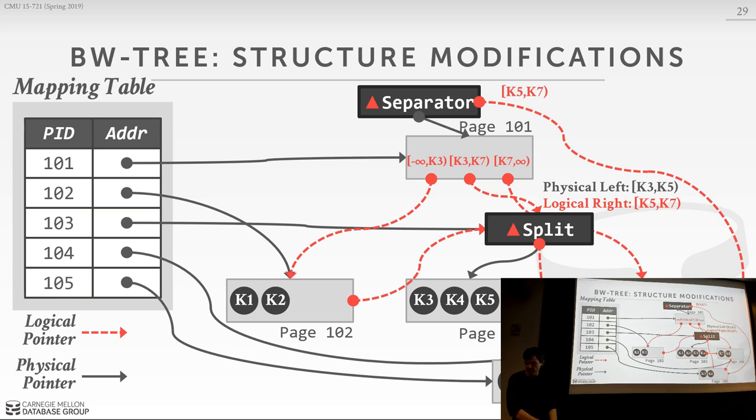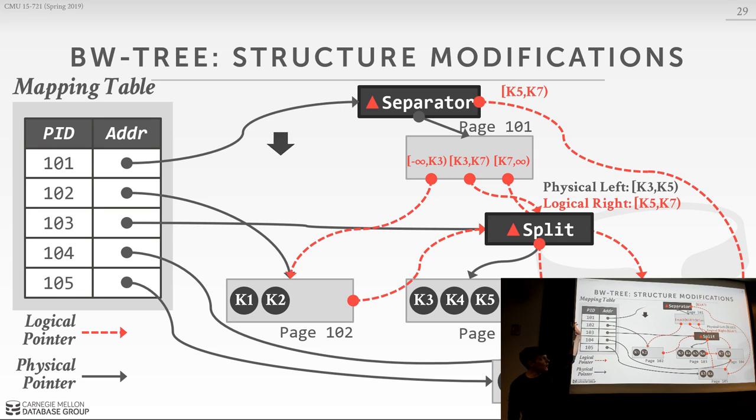Right? And then same thing, we flip that pointer to now point to that, and now everyone can see us. And then at some later point, we'll do consolidation, right? So this thing will get compacted. We remove key 5, key 6, right? And we create a new page.